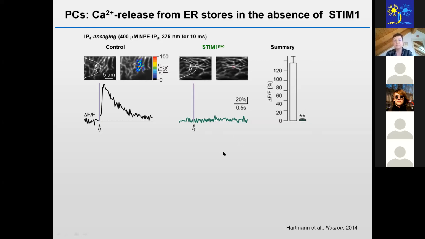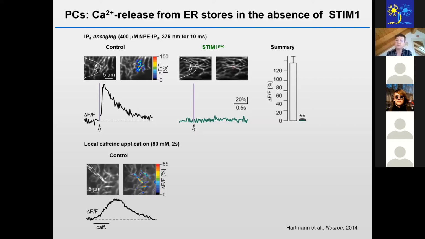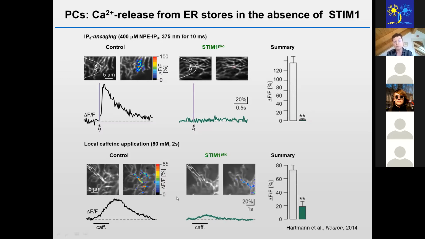So the IP3 sensitive store in the absence of STIM1 in cerebellar Purkinje cells is indeed empty. And we performed another test of store functionality by locally applying caffeine, an agonist of ryanodine receptors, to Purkinje cell dendrites, and found a large reduction, although not a complete abolishment like for the IP3 dependent signals, in the absence of STIM1 in these mice. Thus, it can be said with some confidence that STIM1 in cerebellar Purkinje cells regulates the ER calcium stores. And we performed later on additional experiments using a Purkinje cell type specific STIM2 knockout. So it's really STIM1 that is responsible for store regulation in Purkinje cells.